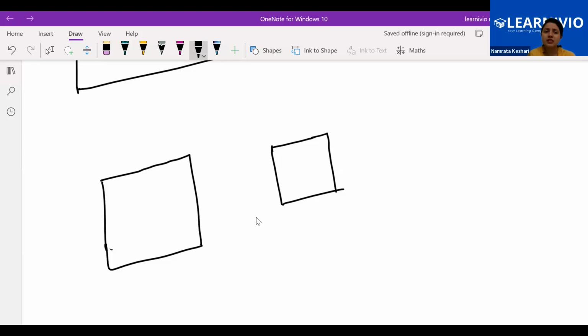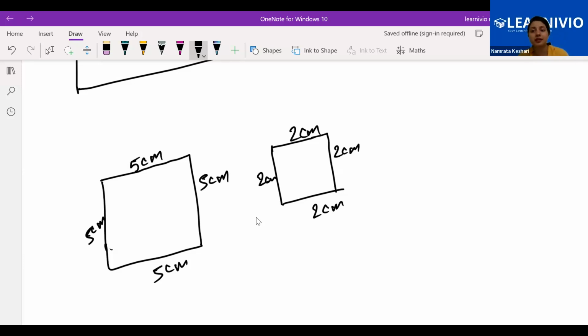The side of this square is 5 centimeter, 5 centimeter, 5 centimeter, and 5 centimeter. And the side of this one is 2 centimeter, 2 centimeter, 2 centimeter, and 2 centimeter. So you can understand the size doesn't matter. When we are talking about similar shapes, one can be bigger, another can be smaller, but there is a very important criterion. That is, all the sides have to be in proportion with each other.